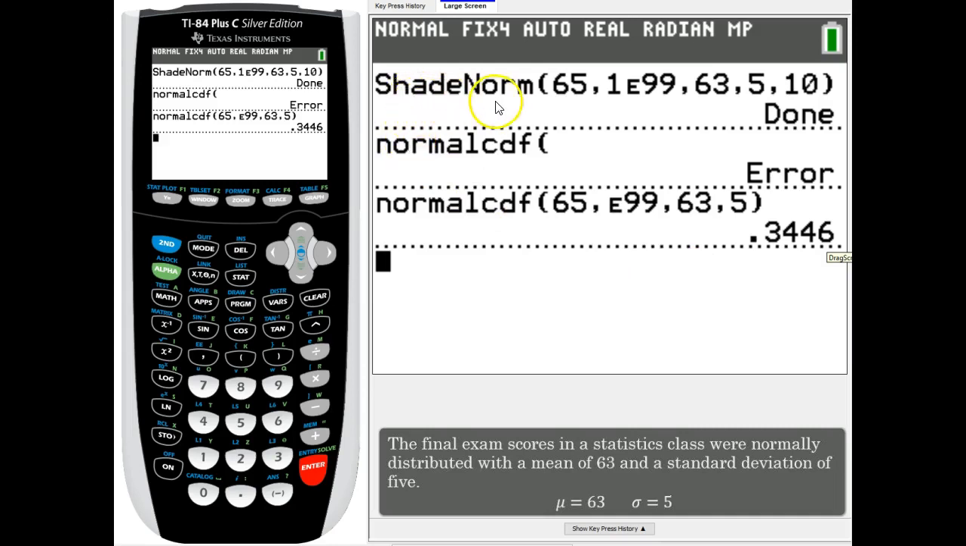So if you want to see it as well as get your answer, you're going to go to shade norm. If you just want to get your answer, you can go to normal CDF. I think shade norm is kind of cool to do if you already have your window settings. If you don't, then normal CDF is going to get you the answer a lot faster.